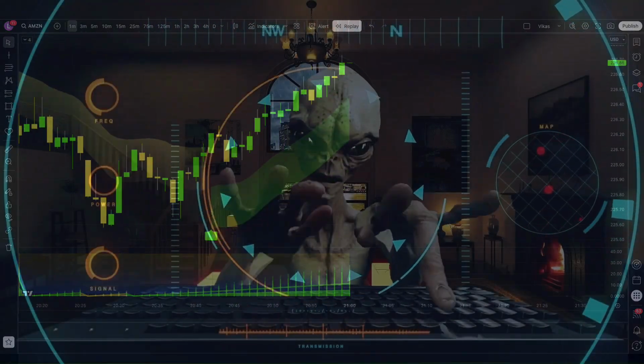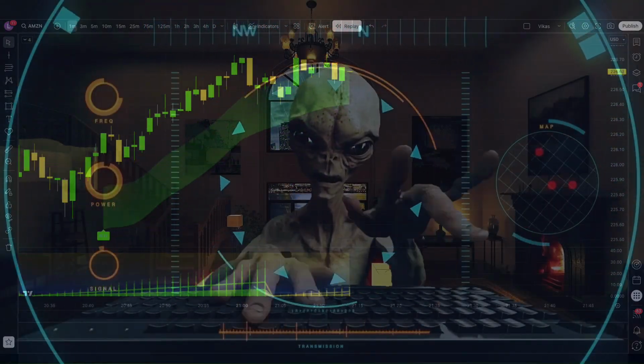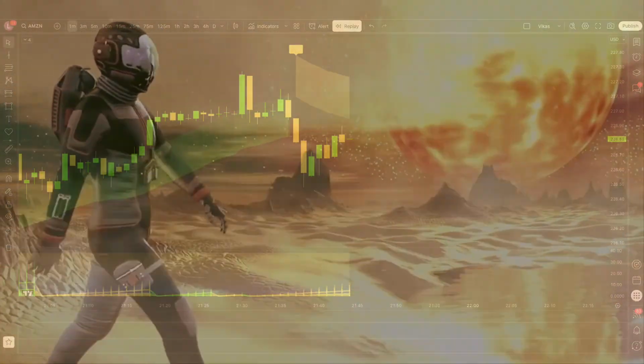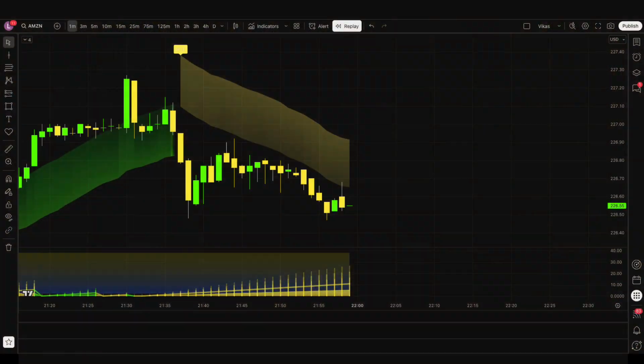This setup is not just a theory, it's a practical approach that has consistently delivered results. So, let's get started and explore how this setup can almost always win.